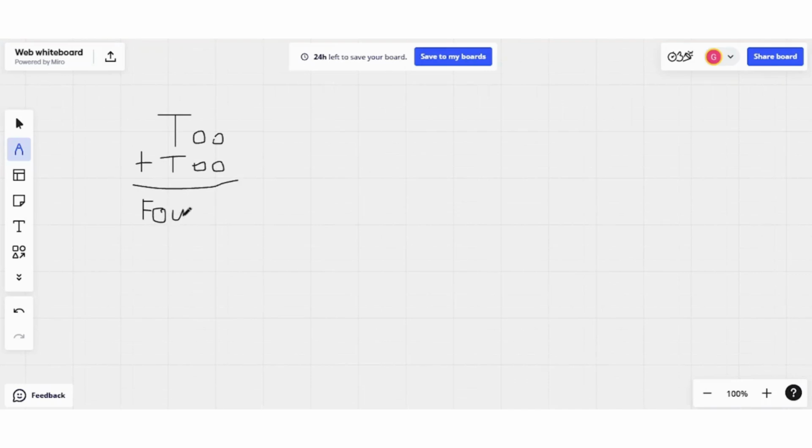I'm presuming you've at least tried solving this problem by now, because that is the best way you can develop an understanding of it. So first, we need to analyze the problem. TOO plus TOO equals 4 means we don't need to think too much here. It means 2 times TOO is equal to the result that we are mentioning.